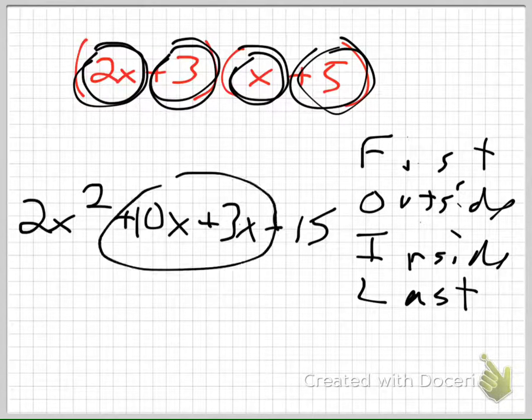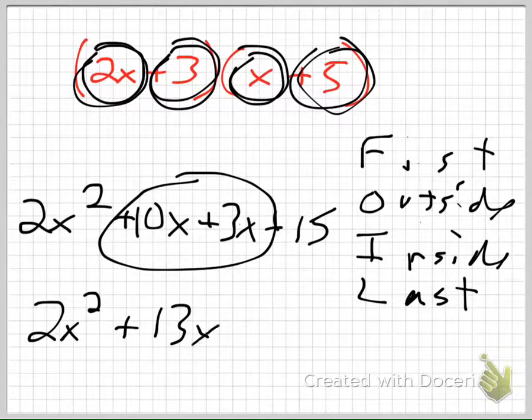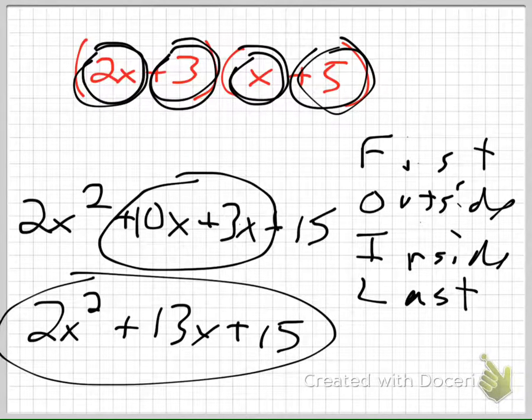You're going to be able to combine them. What is 10x plus 3x? 2x squared plus 13x plus 15 is our answer. Does that make sense? Okay.